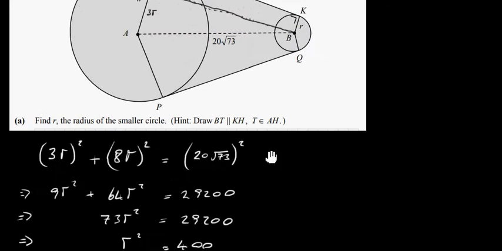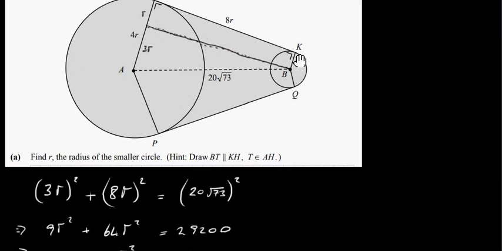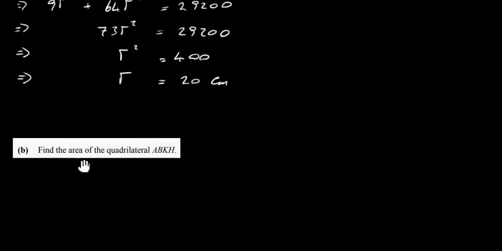So we now know that this distance here is 20. This is 8 times 20. And this here is 20, this is 3 times 20, this is 4 times 20, and so on. So we have all these dimensions here now for the next part of the question. So the next part of the question is find the area of the quadrilateral ABKH.